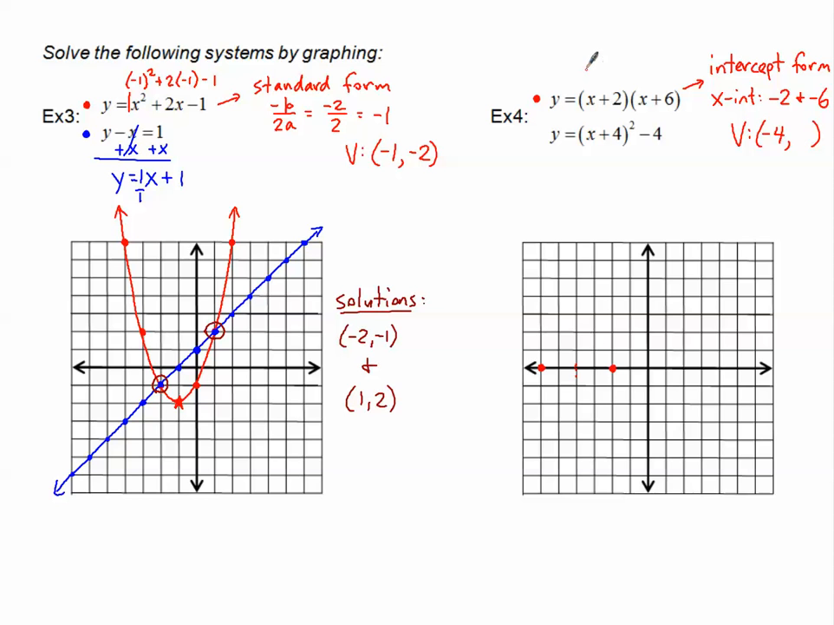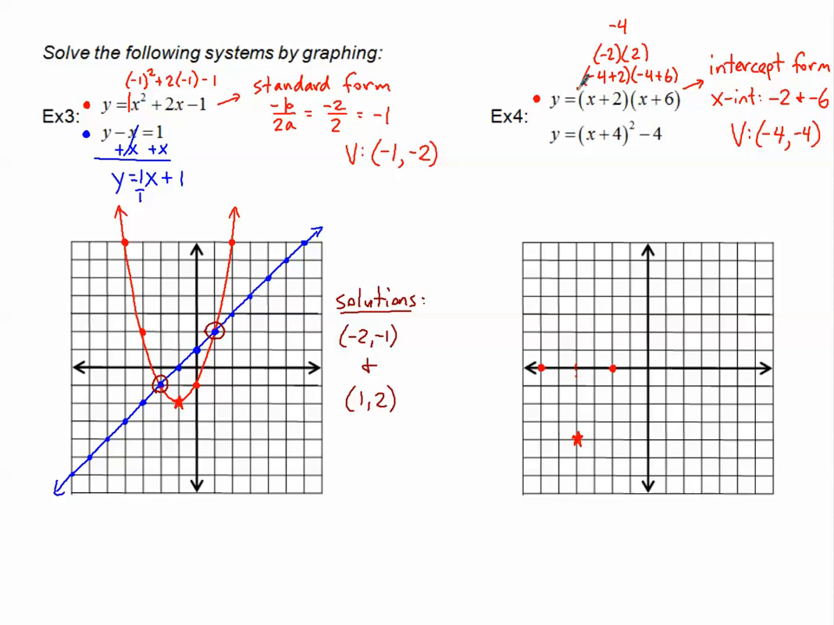So I could plug a negative 4 into our function. So negative 4 plus 2 and negative 4 plus 6, and multiply all this together. Negative 4 plus 2 is negative 2, and negative 4 plus 6 is positive 2. That gives me a negative 4. So my y must be negative 4. So my vertex is negative 4, negative 4, so negative 4 to the left and negative 4 down. 1, 2, 3, 4. I'll put a little starting point right there.